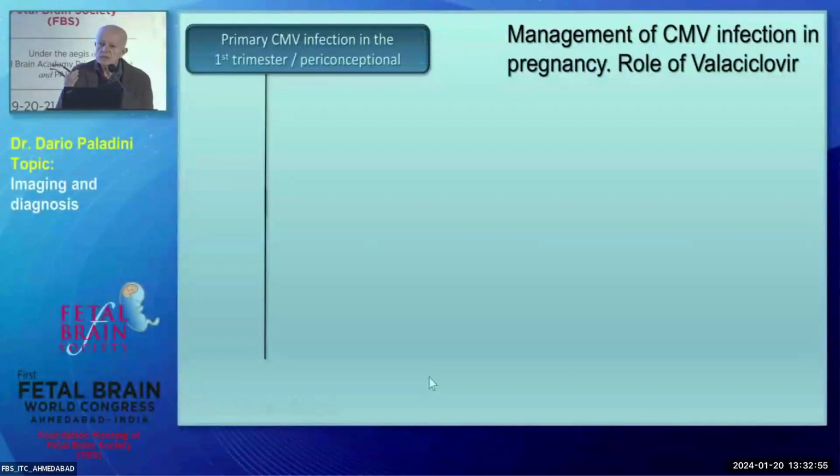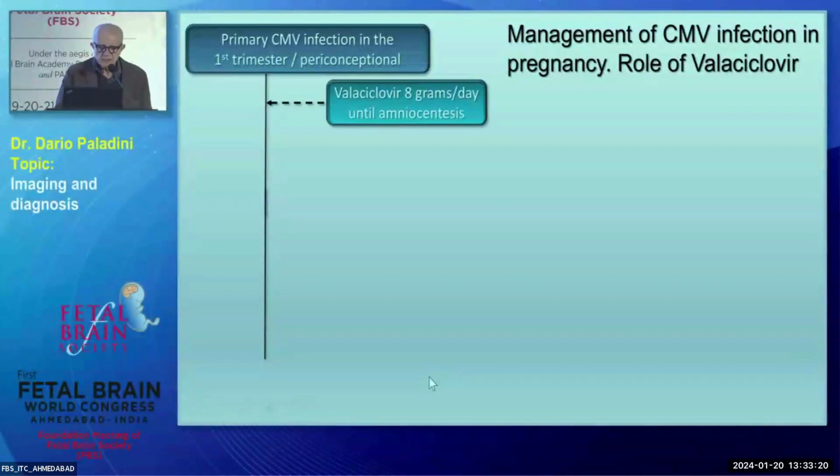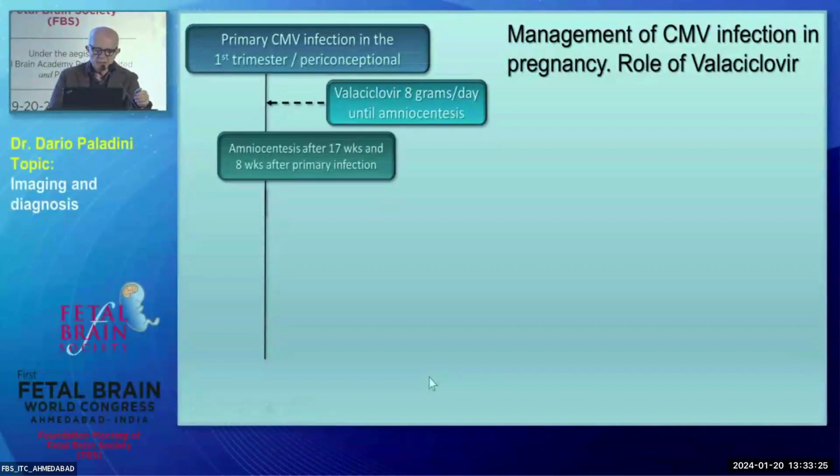And it works also on secondary prevention of fetal lesions, meaning that if you have an infected fetus because there's a positive amniocentesis and you keep giving valacyclovir, you abate significantly the number of cases which will have major cerebral sequelae. So the flow will be like this. You have primary CMV infection, you give valacyclovir, 8 grams per day until you carry out an amniocentesis. You do it after 7 weeks, at least 8 weeks after primary infection.